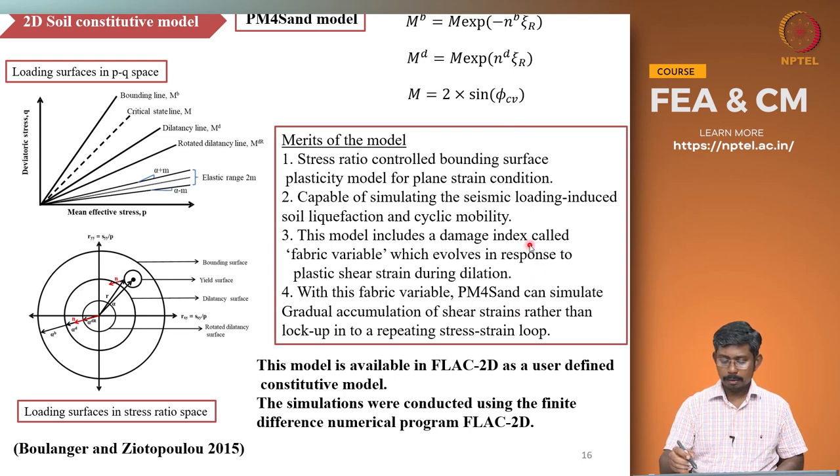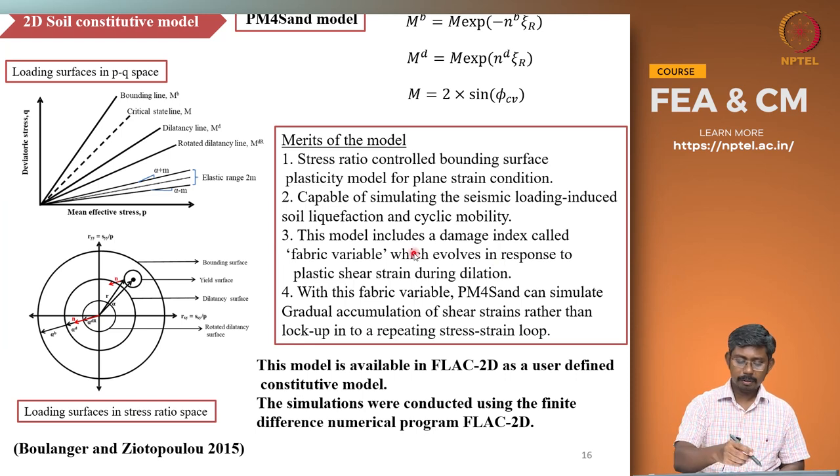The other important aspect present in the PM4Sand model is the fabric variable. It is a damage index. This fabric variable evolves when the stress state exceeds the dilatancy surface, because the dilative behavior of soil leads to changes in the orientation of the soil particles. Once the stress state comes back from dilation to contraction, the contraction gets enhanced. To capture this enhanced contraction, the fabric variable is used in this model, and it is made a function of plastic shear strain.